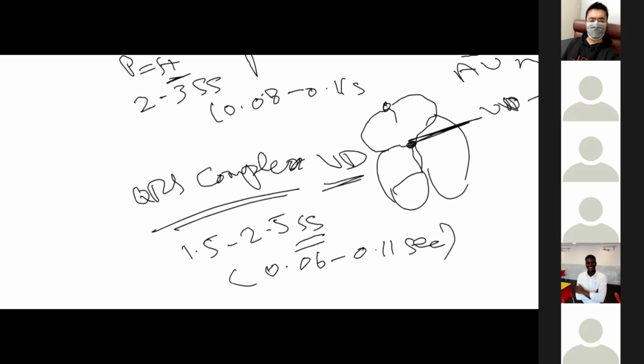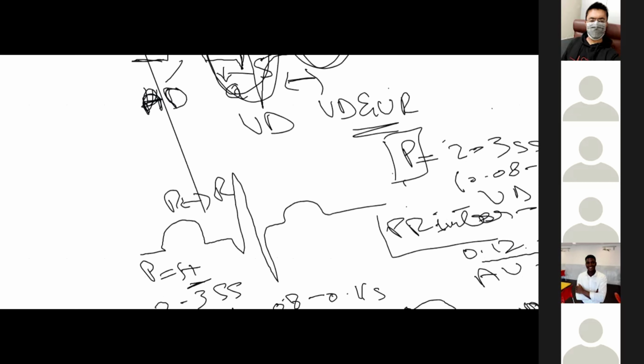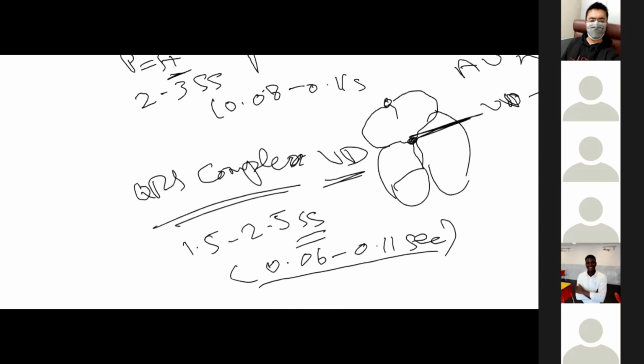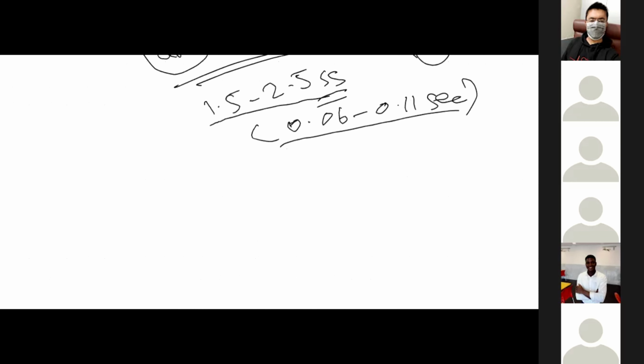So far we have covered the P wave and PR interval. Now we are on the QRS complex, which we discussed is 1.5 to 2.5 small squares, almost 0.06 to 0.11 seconds. These are the normal limits within which we will interpret the ECG. After the QRS complex comes the ST segment.